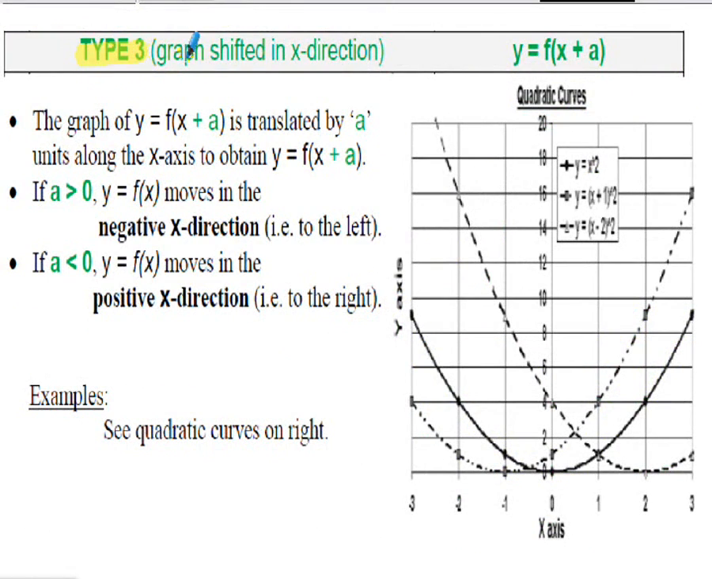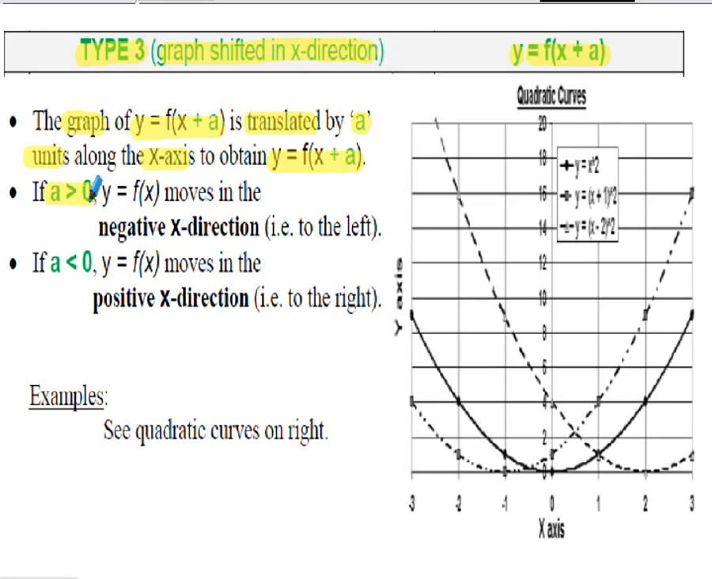Type 3 transformation, this is going to shift the curve in the x direction. So this is y is equal to function of, in brackets, x plus a. So a graph of y is equal to function of, in brackets, x plus a, is translated by a units along the x-axis.